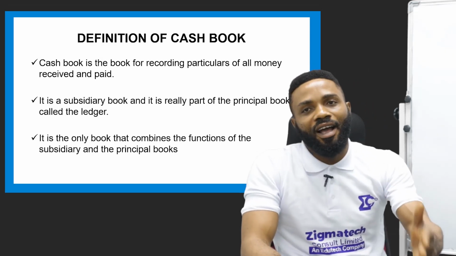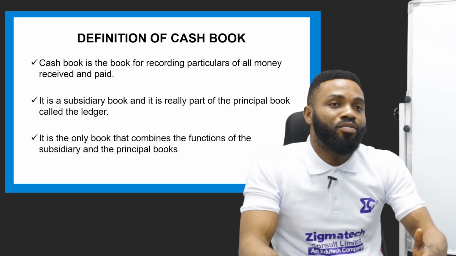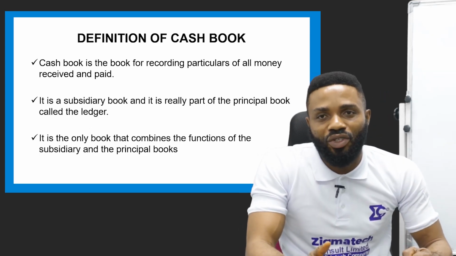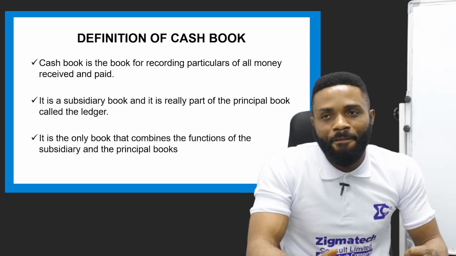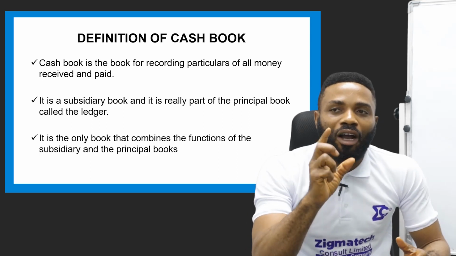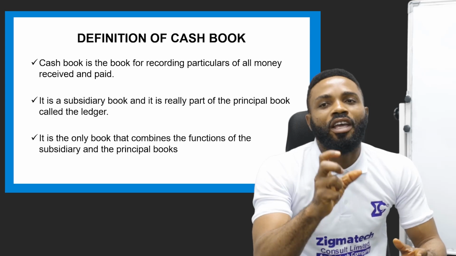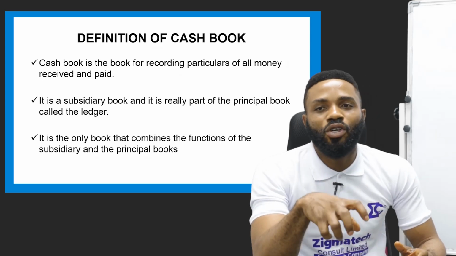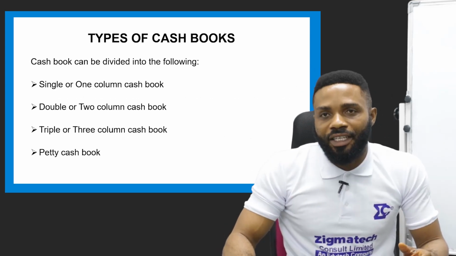It serves as a cash book or as a subsidiary book, and also serves as a principal book called the ledger. And then, like I said before, it is the only book that combines the functions of a subsidiary book and the functions of a ledger.